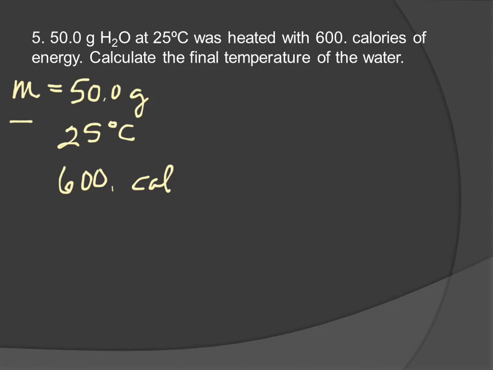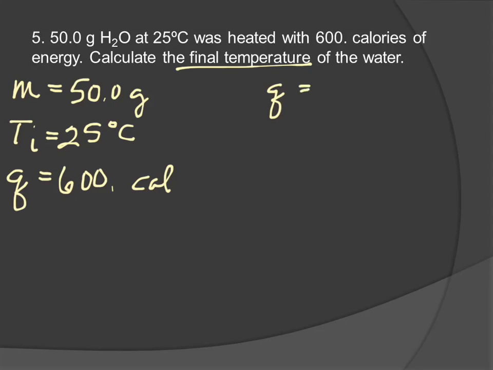Degrees Celsius, it's got to be a temperature. Initial temperature, final temperature? Initial. It's asking us to calculate the final, so this one must be initial. And what's 600 calories? What letter do we give that? Q. So C is specific heat, which is going to be calories per gram degree Celsius, and just calories will be Q. We are looking for the final temperature.